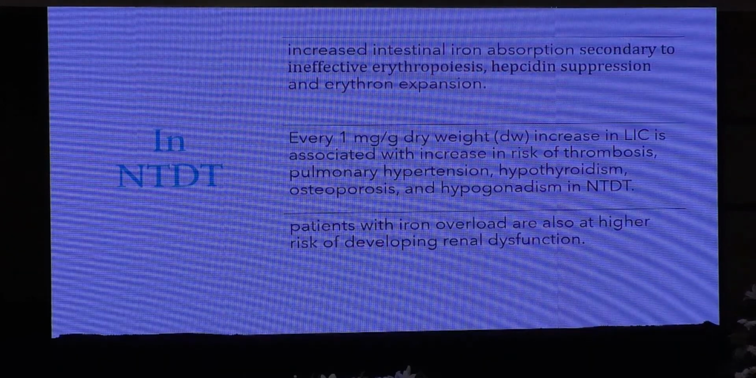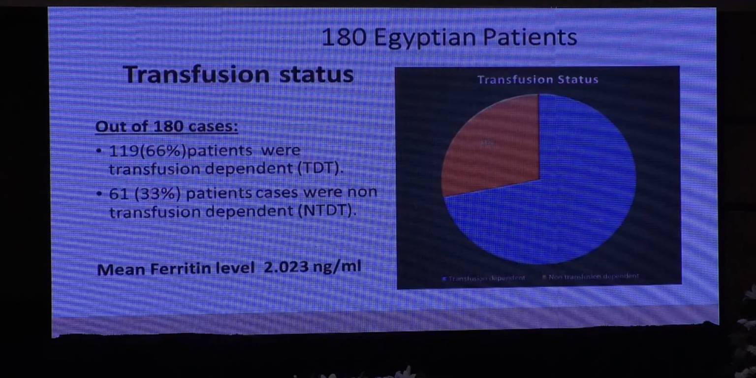What about non-transfusion dependent thalassemia? Increased intestinal iron absorption secondary to ineffective erythropoiesis is the main mechanism of iron overload in non-TDT, together with hepcidin suppression and erythron expansion. It is to be noted that every 1 milligram per gram dry weight increase in the liver iron concentration is associated with increased risk of thrombosis, pulmonary hypertension, hypothyroidism, and osteoporosis. All these complications occur in non-TDT. Patients with iron overload in non-TDT also have a higher risk for developing renal dysfunction.